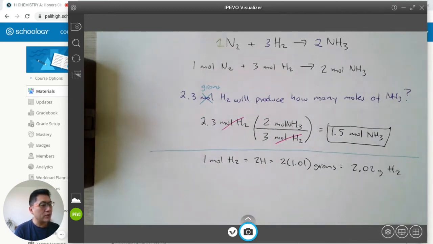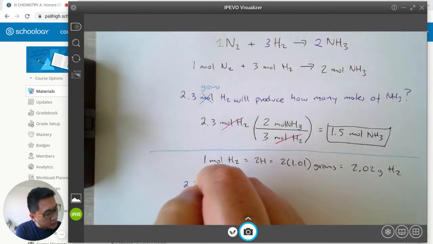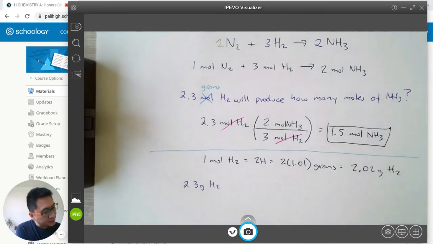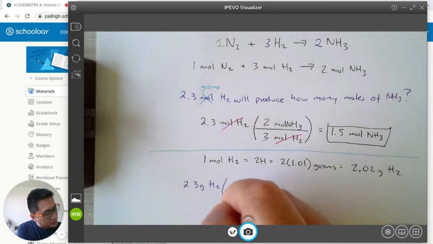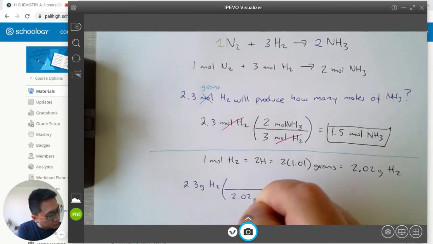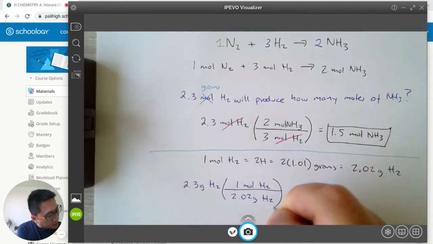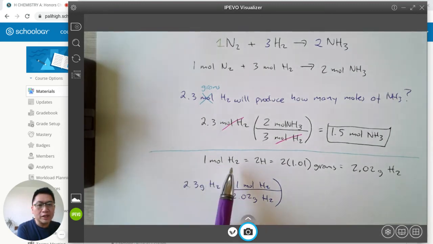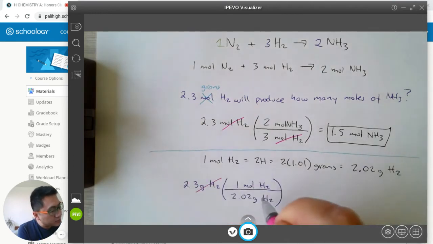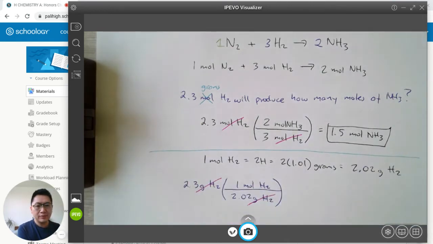If I have 2.3 grams of hydrogen, now I have my conversion factor. I can change grams to moles. So first step, take my 2.3 grams of hydrogen, change my grams to moles. I know there are 2.02 grams of hydrogen in 1 mole of hydrogen. That's what I just calculated there. 1 mole H2 is 2.02 grams. Now, grams and grams cancel. Now I have moles of hydrogen.